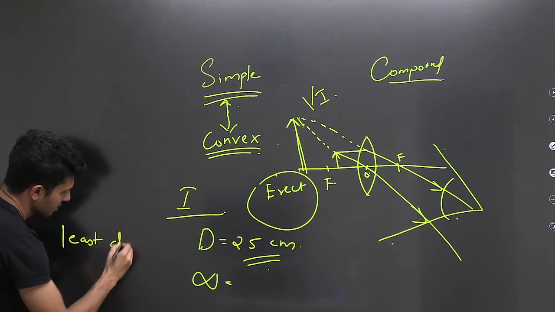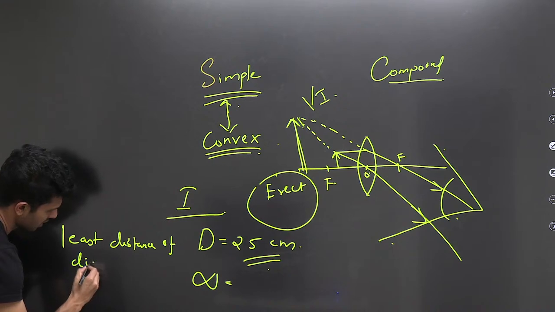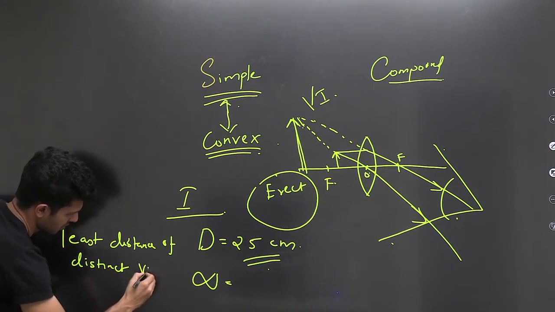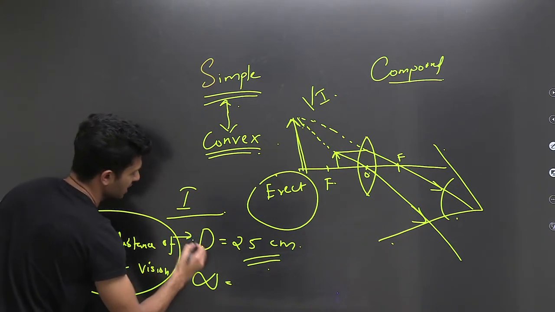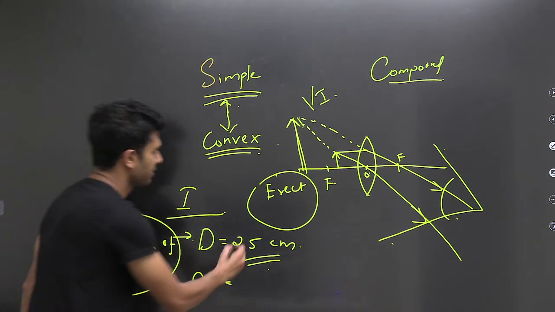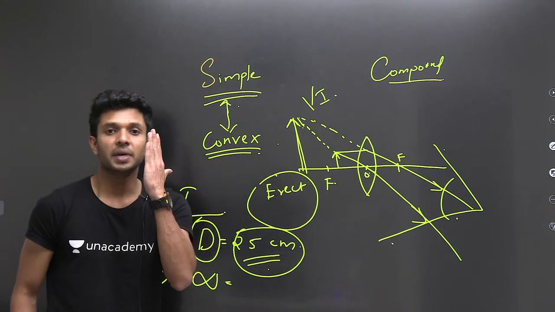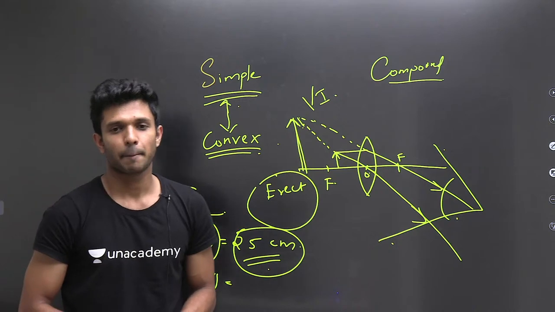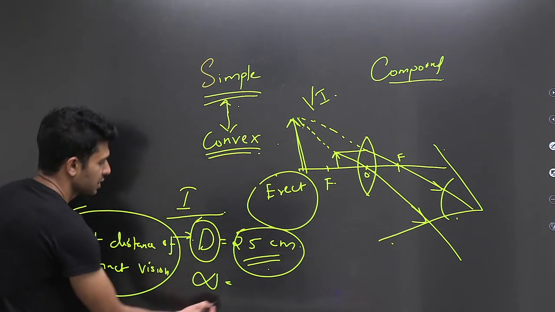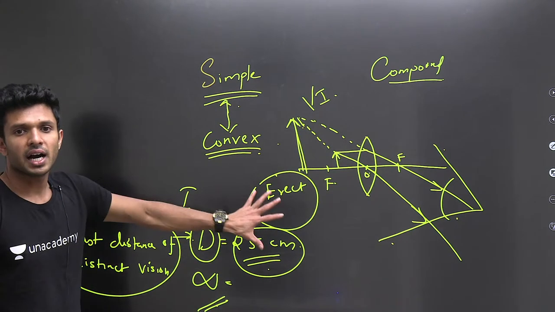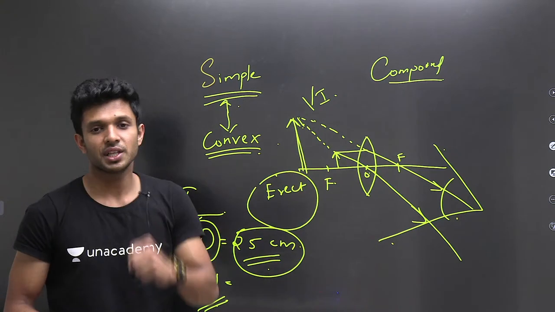the least distance of distinct vision. This is the minimum distance at which an object can be viewed in front of the eyes, and the value is 25 centimeter, represented with a D all the time. So that is the minimum distance that you can keep an object, right? And the maximum distance is when the image is formed at infinity. So we are finding out these two extreme conditions of image formation with a simple microscope.